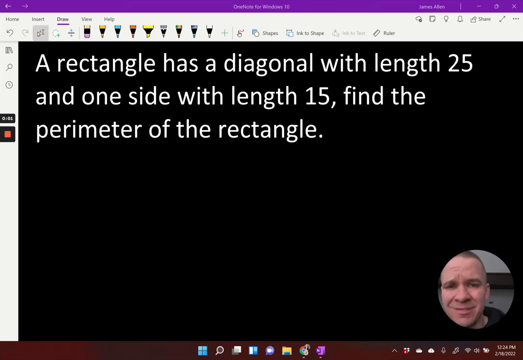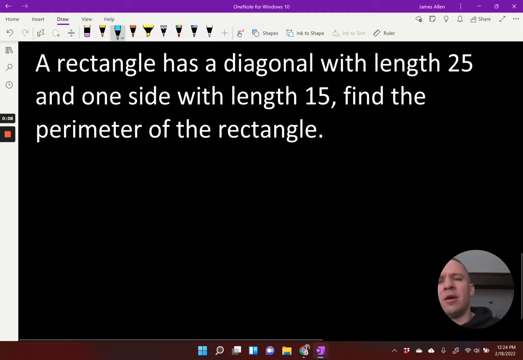We got ourselves a rectangle that has a diagonal with a length of 25 and one side with a length of 15. Find the perimeter of the rectangle. Ooh, this is a loaded question here.